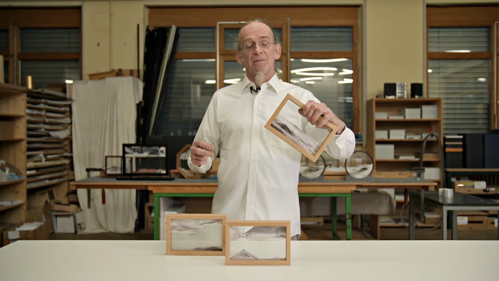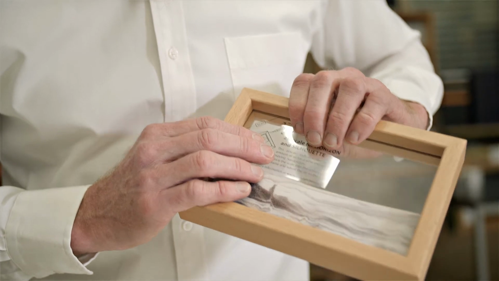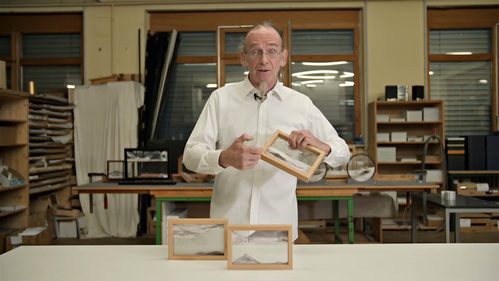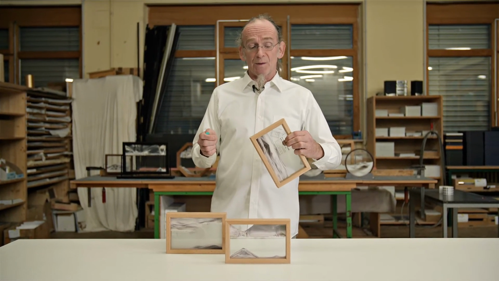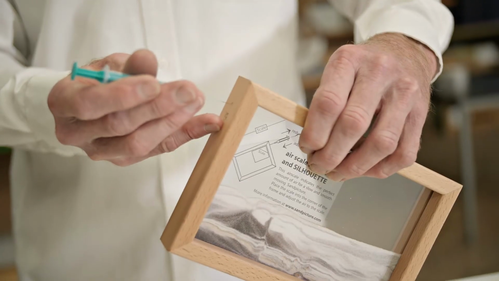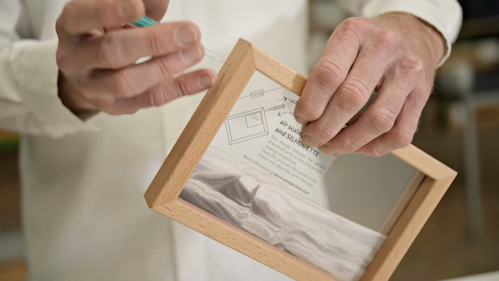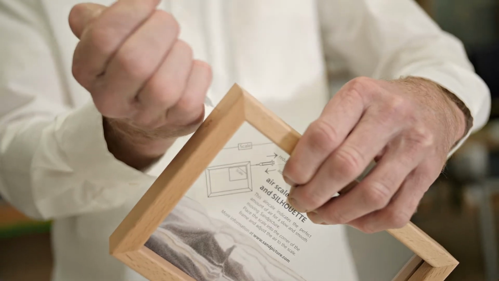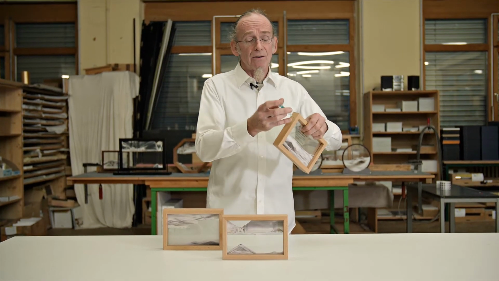Too much air. Get the air scale into the corner. Take care not to push it under the frame. It must be right in the corner. Now put some air into your injector. Stick it through the air hole into the picture.